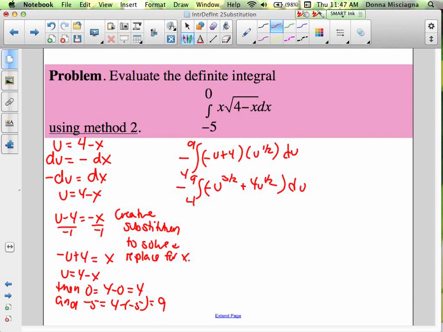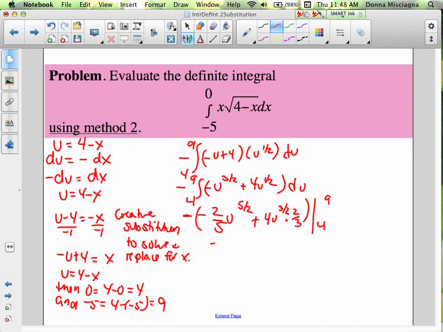We have negative u to the 5/2, and we have to multiply by the reciprocal because we're dividing by 5/2. So that would be 2/5. And let me just throw the negative in front of the 2/5. Everyone okay with that? Looks nicer. Negative 2/5 u to the 5/2, and then don't forget there's a negative outside this whole thing that we have to distribute. And then plus 4u to the 3/2 times 2/3. And we'll evaluate that from 4 to 9. So we'll clean that up and then distribute the negative.